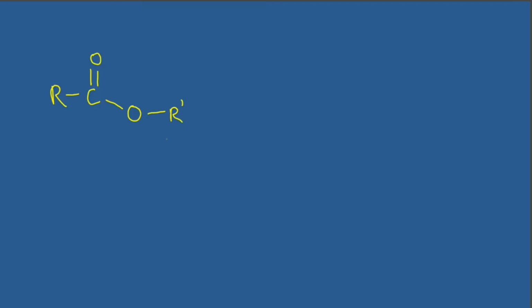So that's an ester. To shorthand this, we would say RCOOR', like that. So just get used to the structural formulas for these ones. Yeah, so that's it. Now we're going to look at how they are named.